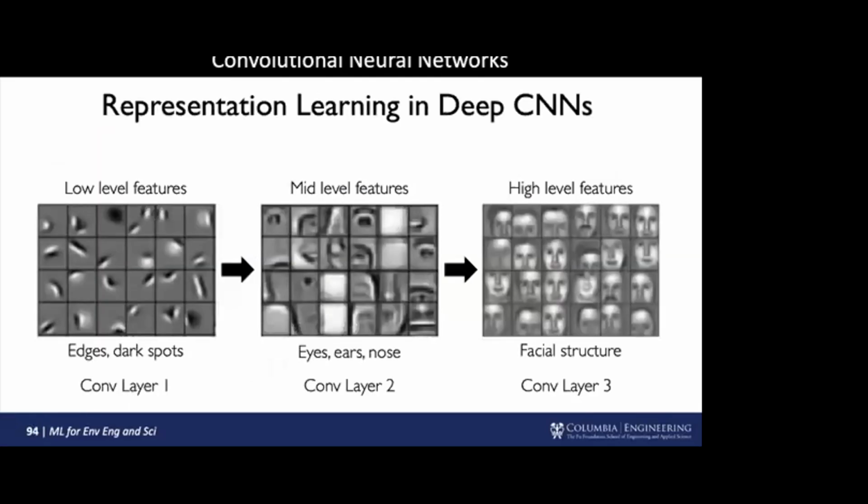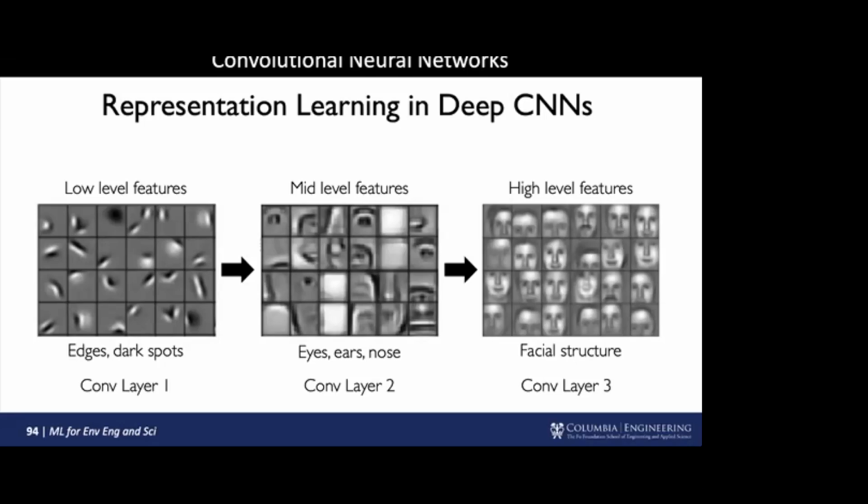Okay, now this slide shows what happens when we stack convolutional layers. In the first convolutional layer, the network learns low-level features like edges and simple textures, right? In the next layer, we have middle-level features. Those features combined, we can see eyes, ears, and nose. And in deeper layers, the network learns high-level features representing the entire object or structure. For example, in this image, now we can see facial structure.